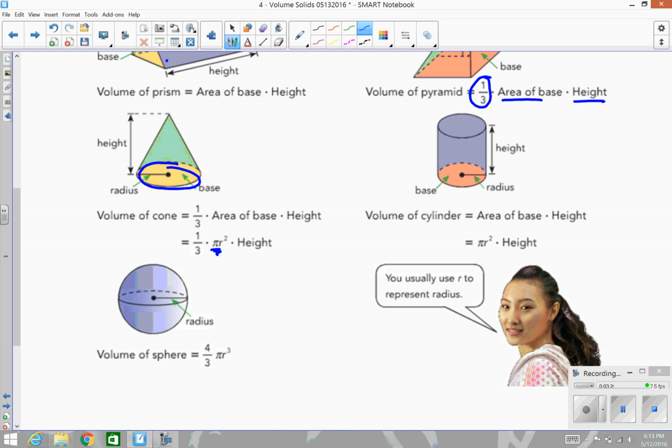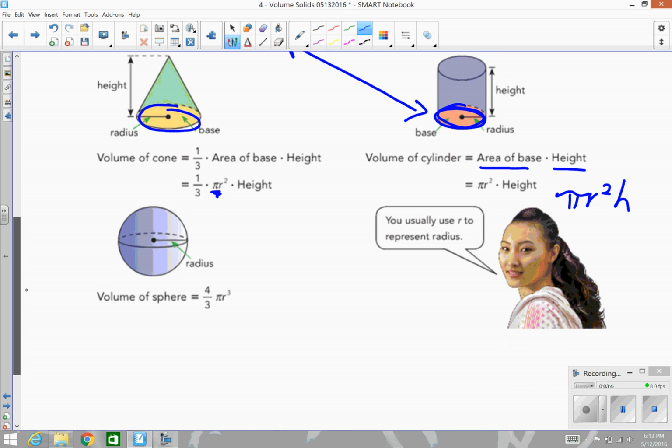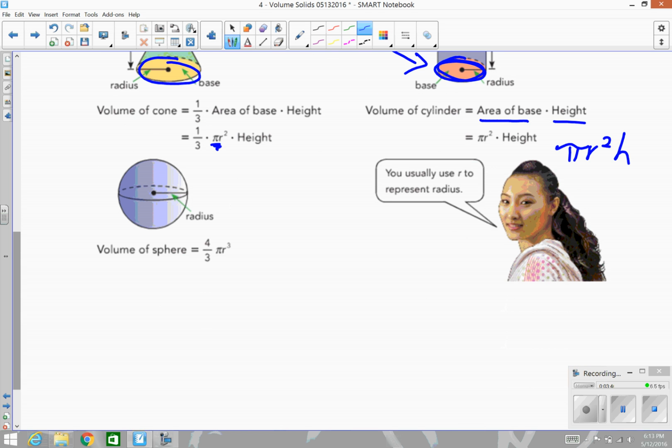Over here we have a cylinder, which is just area of the base times the height. So similar to our prism, but again, the base is a circle. So you're going to see it written more commonly as pi r squared h. And then lastly, we have a sphere. The volume of a sphere is 4/3 pi r cubed. Okay, be careful that this one is cubed, but the rest, the radius is squared. Okay, so now let's use those to just get a little practice in.